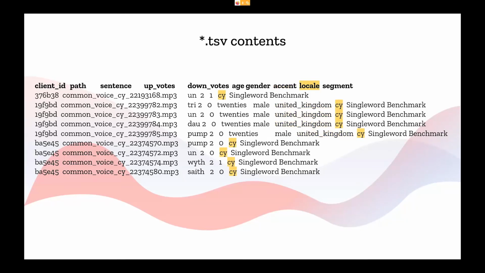Locale, this is the language. This is CY for Welsh. And then segment, this is the single word benchmark. It's what I've been calling the target segment. This is basically just distinguishing this specific subset of the corpus from the larger set of the corpus.